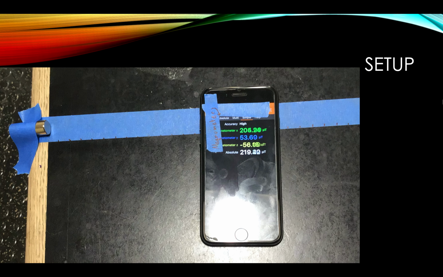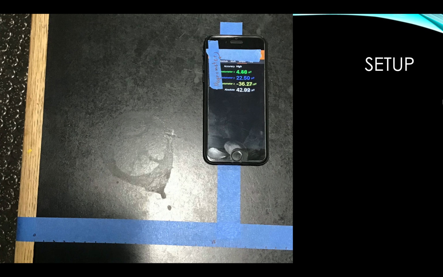And then I took distance measurements of the points where the X component of the magnetic field reached certain values. And to end, I took measurements of the magnetic field at a distance 45 degrees off the axis of the magnet.